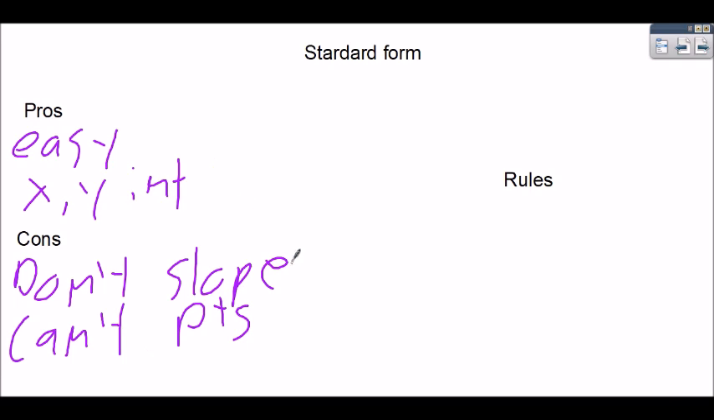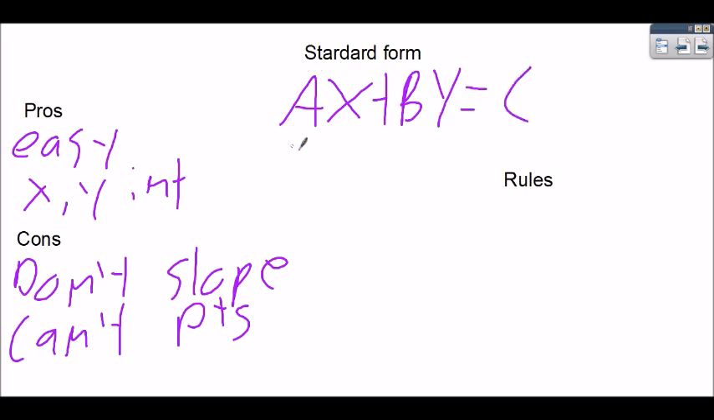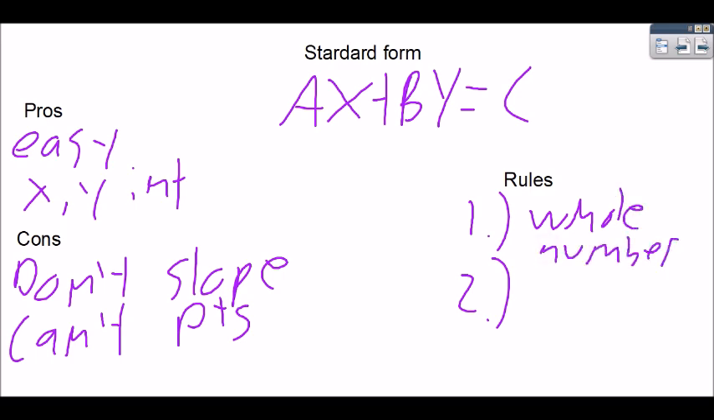Also, there are two rules for using standard form. The first is, this is my equation. And this A term, the one in front of the x, has two sets of conditions. The first one is it has to be a whole number, so no fractions. And the second one is that it has to be a positive number. B, C, x, and y can be negatives, but A must be a whole number and positive.